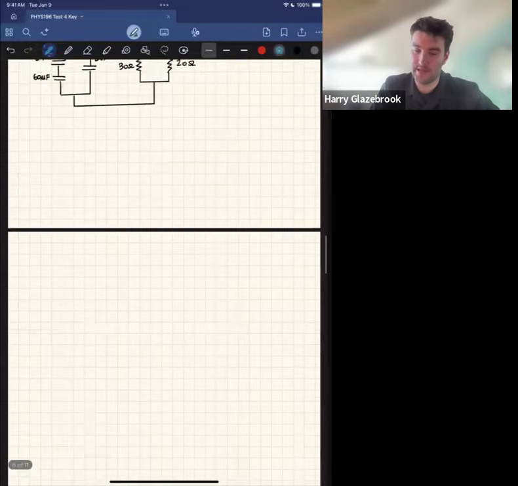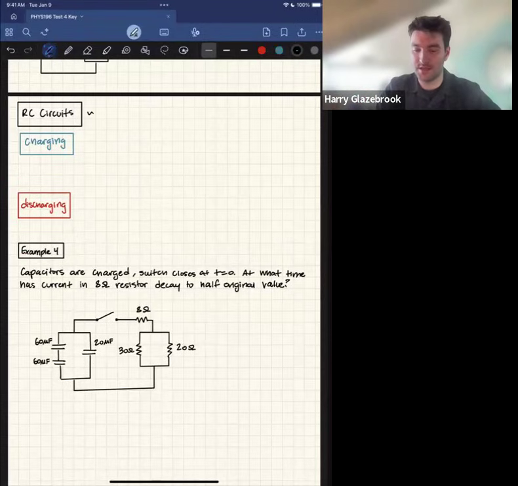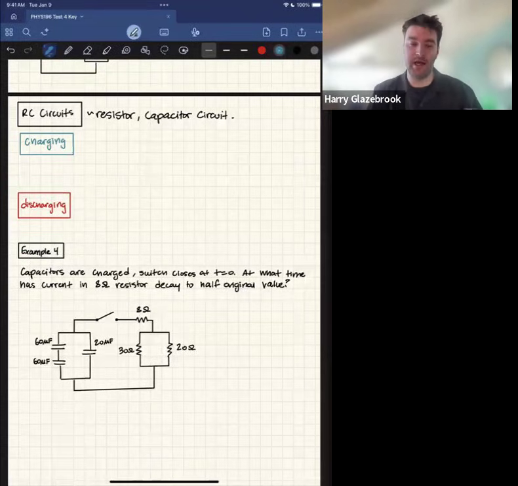Last part of chapter 28 is RC circuits. So all RC means is resistor capacitor circuit. There are some very special qualities to a resistor capacitor circuit. If you remember, a capacitor stores charge, so it can actually be charged up, and a resistor dissipates charge, so it can actually take charge from the circuit.